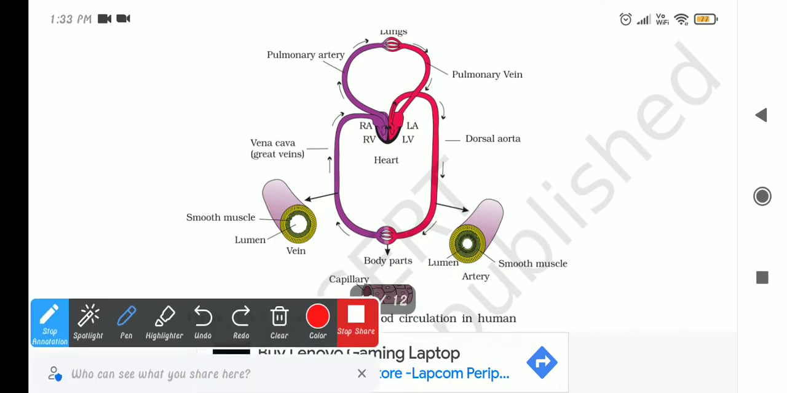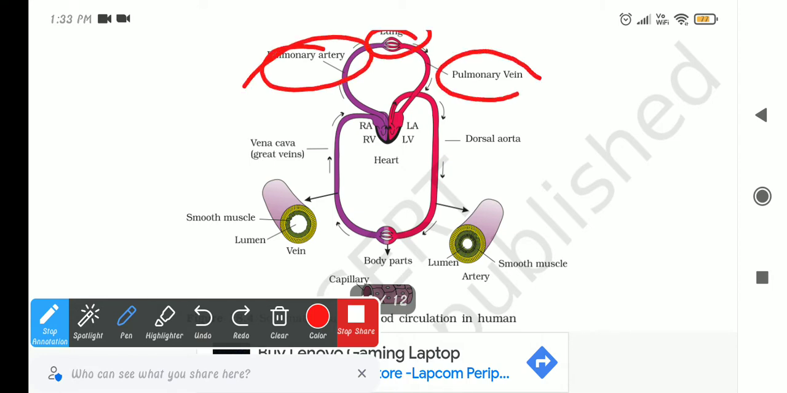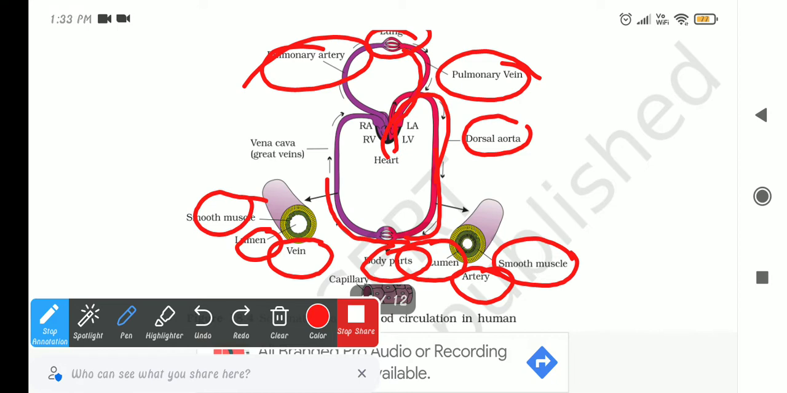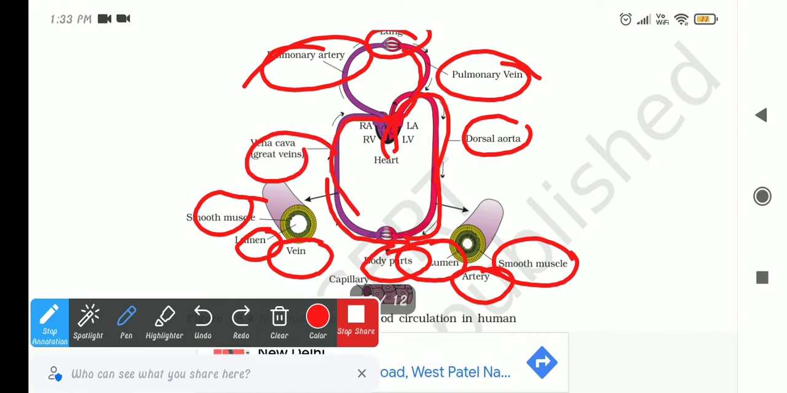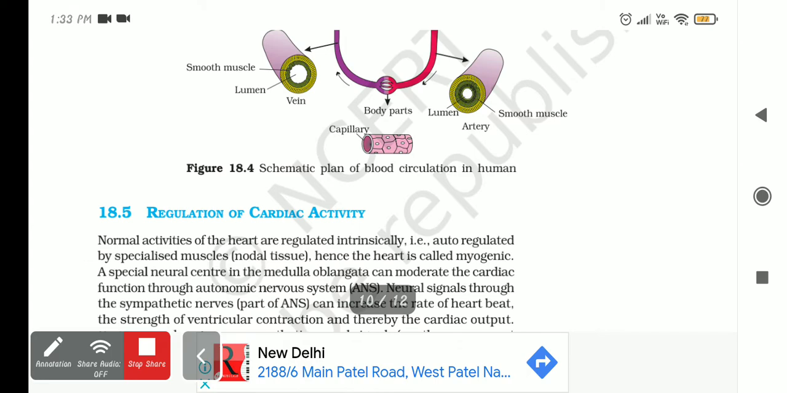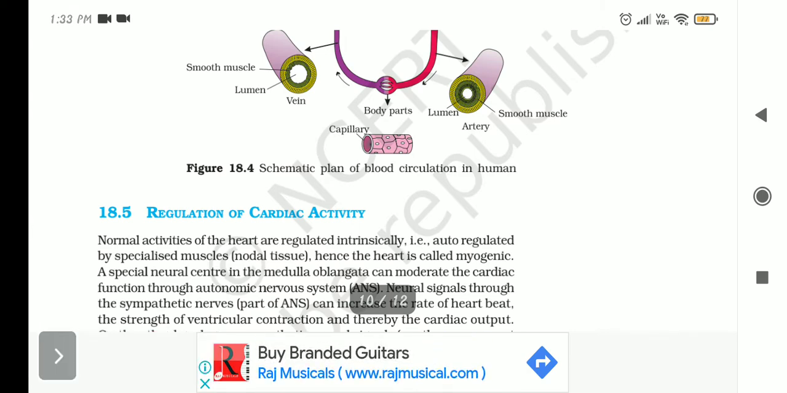Okay, so this is our lungs, this is the pulmonary artery, pulmonary vein. From here it will go here, and dorsal aorta, then it will go to here. This is lumen, artery, smooth muscle, and this is the body parts, and from here it will go. This is again vein, lumen, smooth muscle, and through the vena cava it will go here. This is how the schematic plan of the blood circulation in human beings.